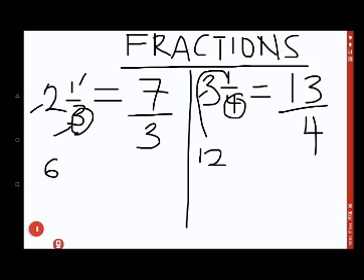So this is how to convert a mixed fraction into a regular fraction. However, you should see that these are improper fractions because the numerator is bigger than the denominator. That's how to convert a mixed fraction to a regular fraction.